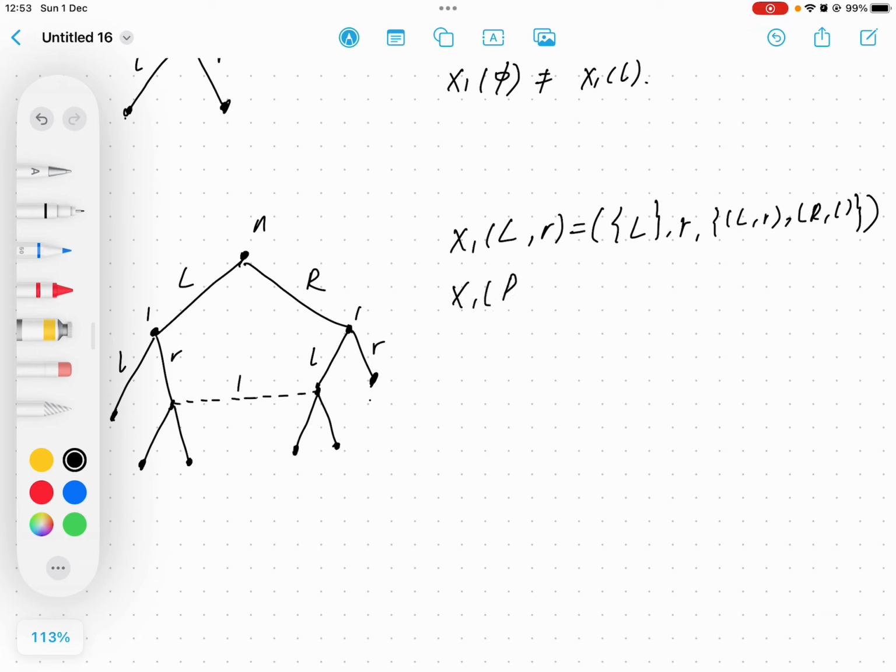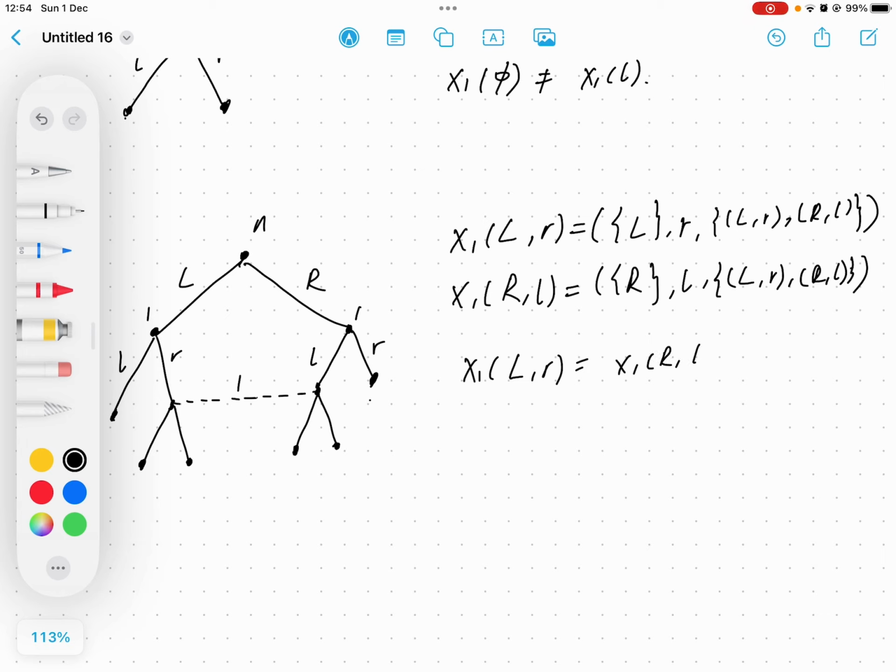Right? So how about X1 of big R little l? So similarly, we have capital R here, right? And after this history, after that information set, then player one plays L, and after playing L, then player one cannot tell LR from RL, right? Again. Okay, and obviously those two are not the same. Okay, so player one doesn't have perfect recall in this game.